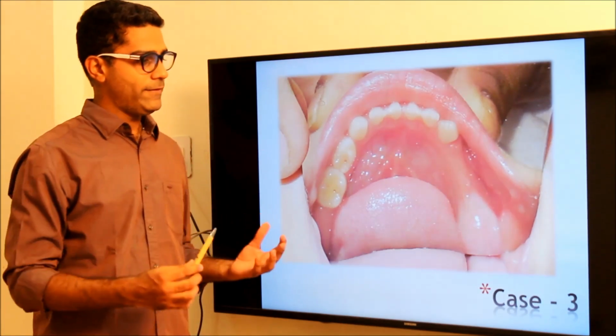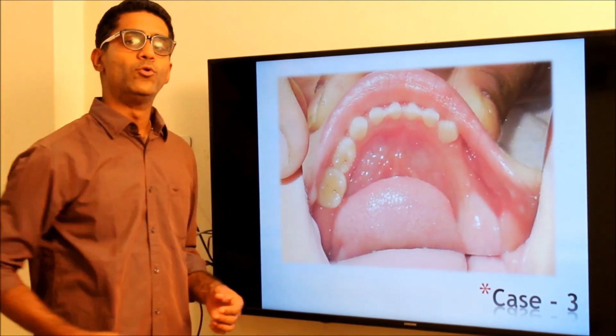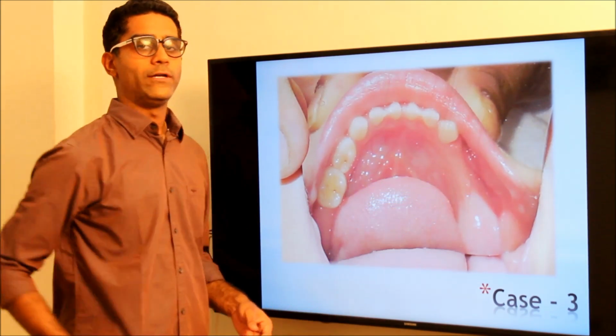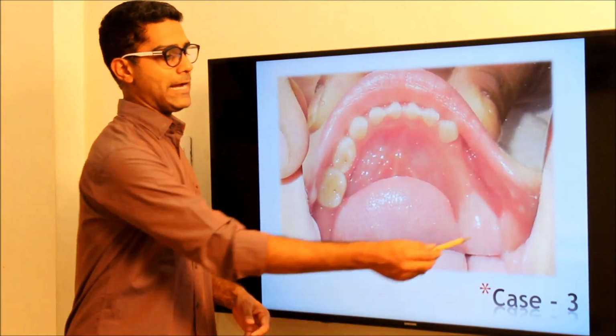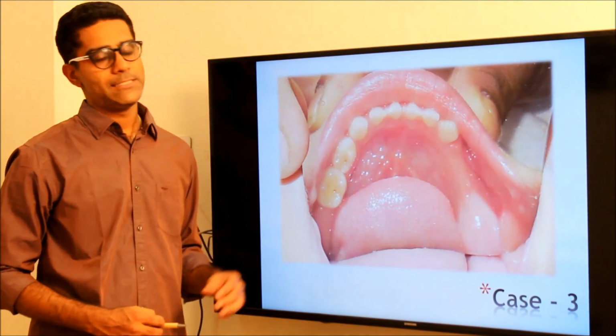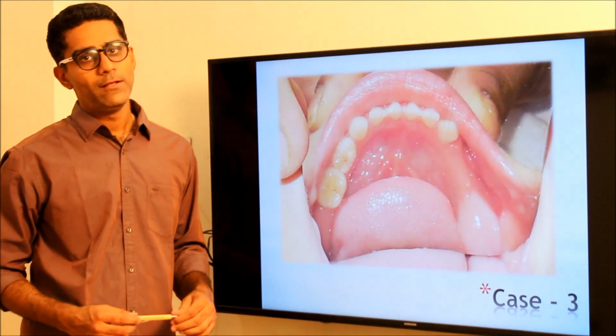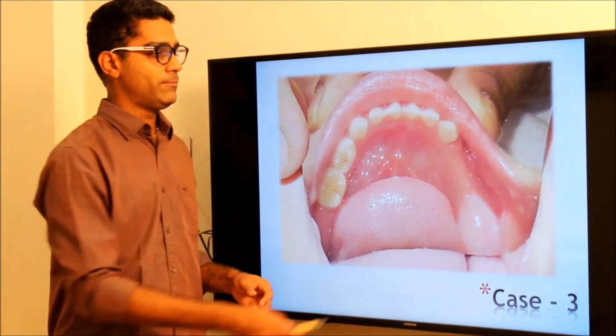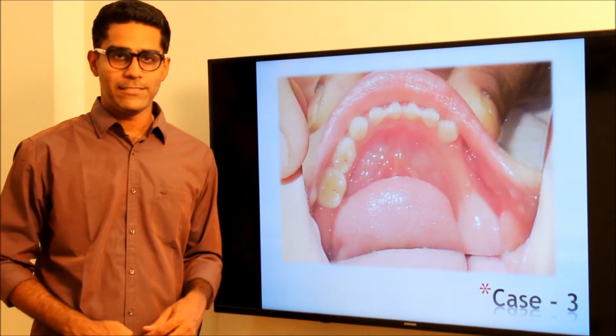Then I feel this is a case for a removable functional space maintainer, where the distal part of your artificial E will guide the eruption of the coming first permanent molar. So I think this is a case only for a removable functional space maintainer. A distal shoe is not an option because we have already lost a D as well.